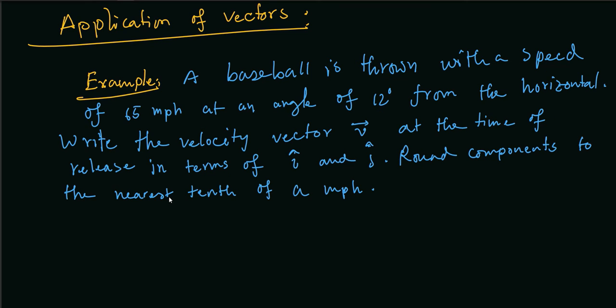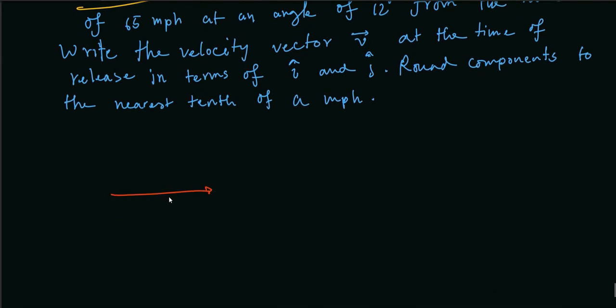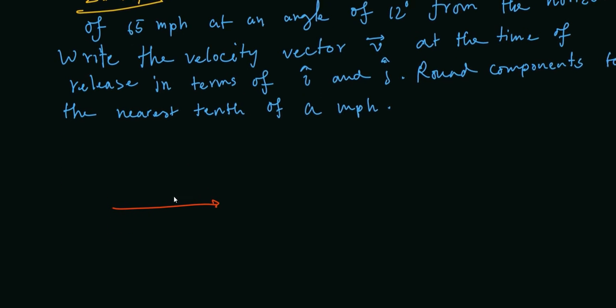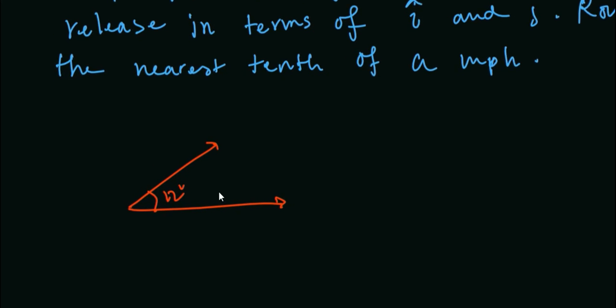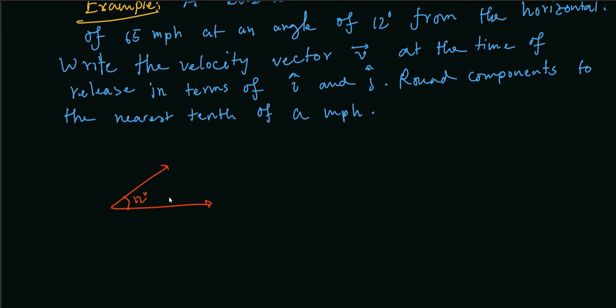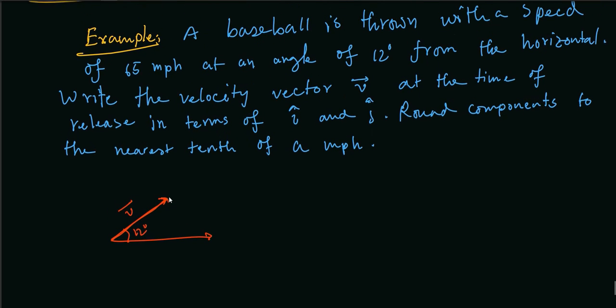Let's say this is the horizontal line, and we're throwing the baseball from here, and the angle here is 12 degrees. The baseball is going in this direction, so the angle is 12 degrees, and this is the vector, and the initial speed at this point is given as 65 meters per hour.